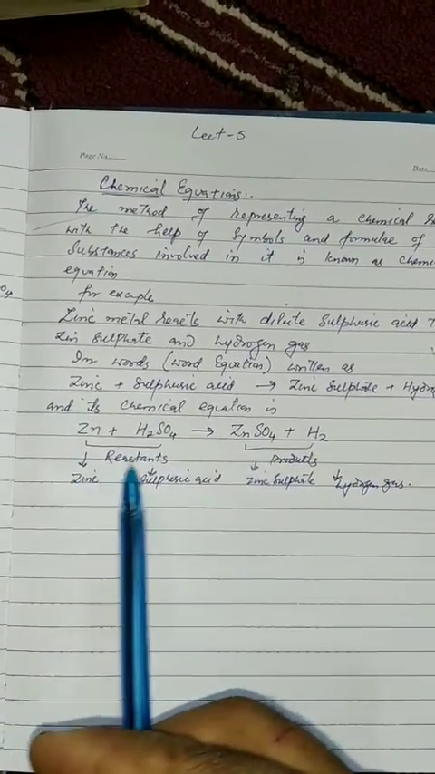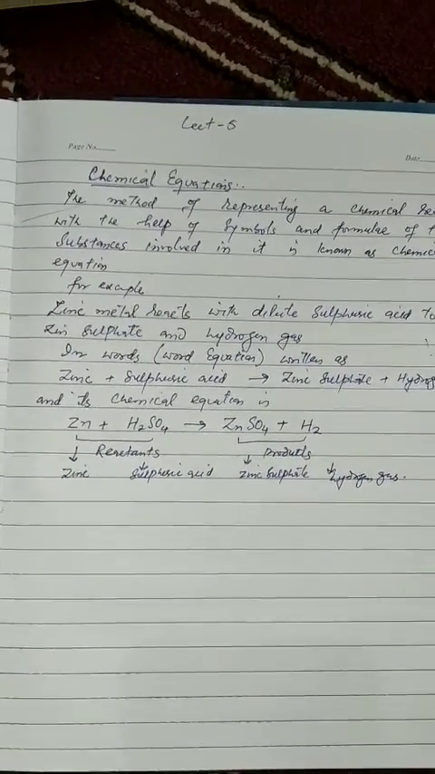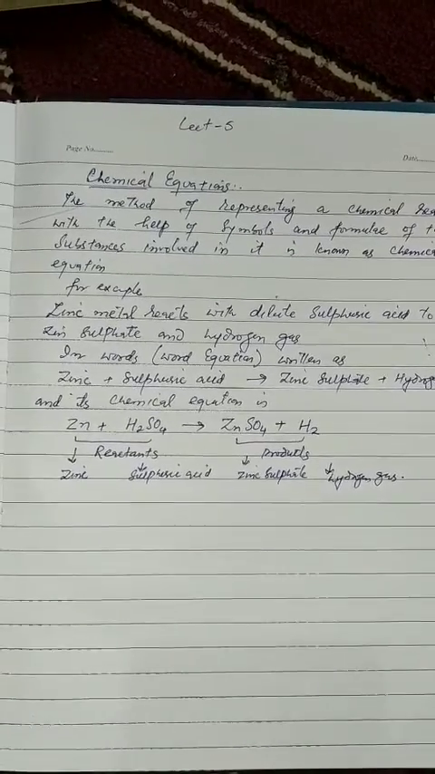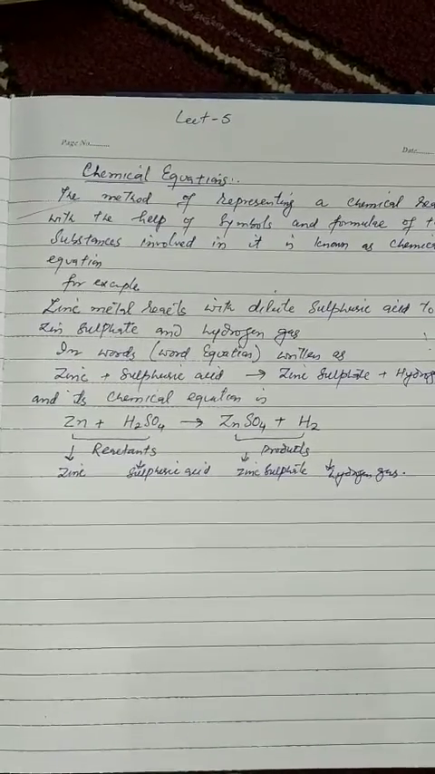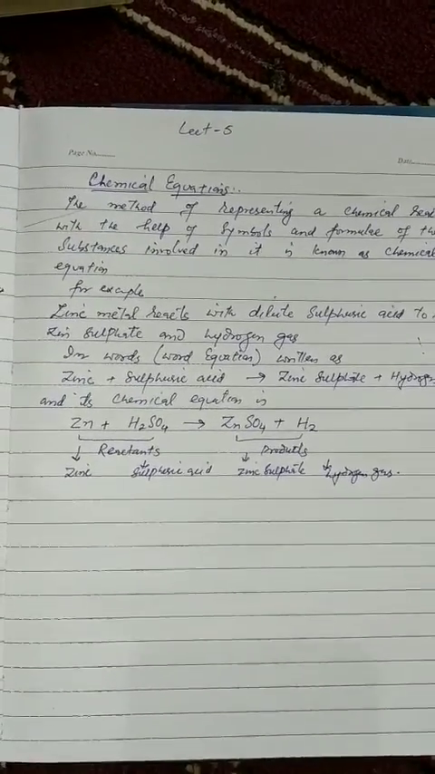This way of representing the above chemical reaction is what we call a chemical equation, and this represents the chemical equation of zinc reacting with sulfuric acid to form zinc sulfate and hydrogen. Here zinc and sulfuric acid are the reactants on the reactant side, and zinc sulfate and hydrogen gas are on the product side. Thank you.